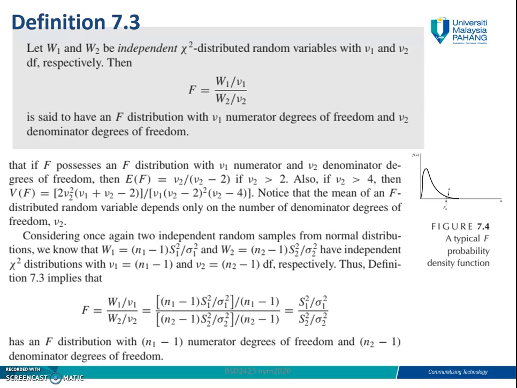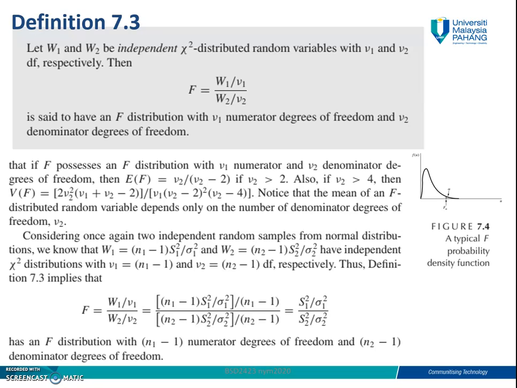So in the previous video, you learned Definition 7.2, where one random variable comes from a standard normal distribution and another random variable comes from a chi-square distribution. When you combine these two and form a new function of them, it gives you a t distribution.